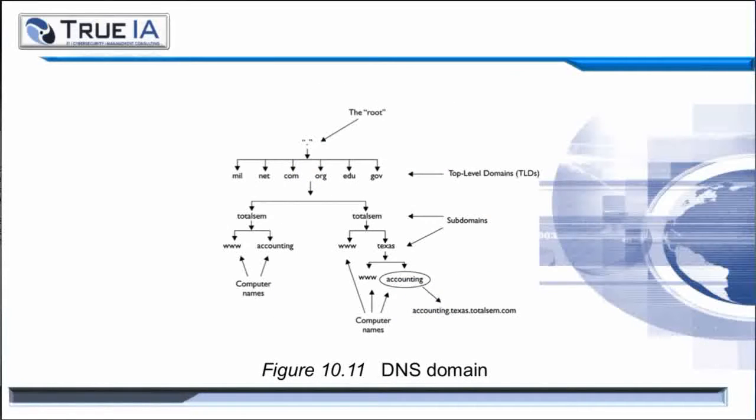So for instance, an internet naming scheme would start to look a lot like this. You have the root at the top, and then the top level domains. You're familiar with them as .mil, .net, .com, .org, .edu, and .gov. Underneath there are your individual domains owned by your organizations, and then subdomains underneath them.